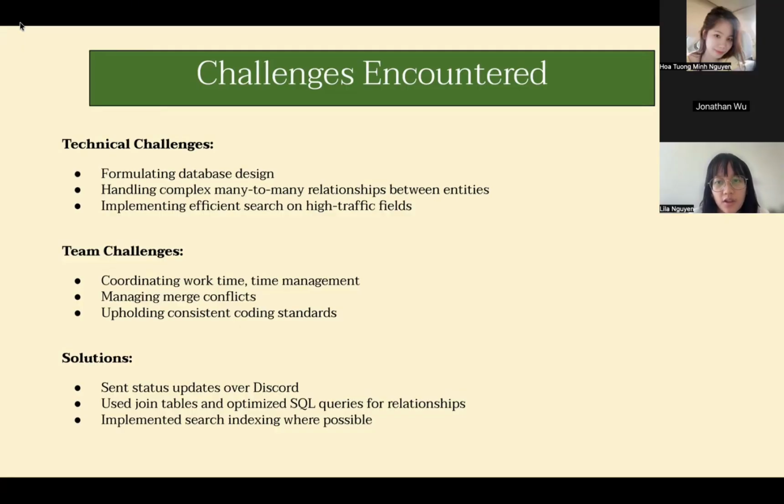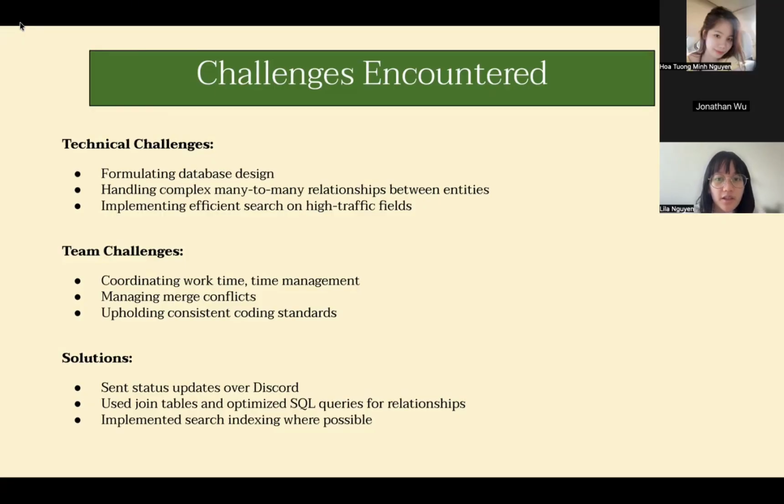And so for that, we contemplated using an is-a relationship, a recursive relationship, but we ended up adding the admin role as an attribute to user. And then the next one was handling complex many-to-many relationships between entities. And this was important because we wanted to enforce referential integrity.